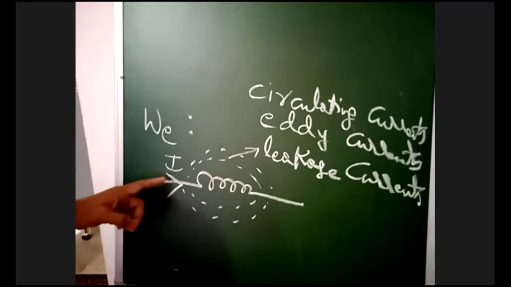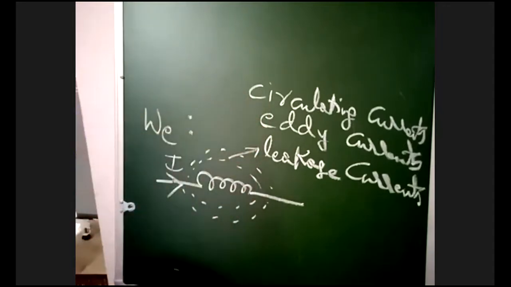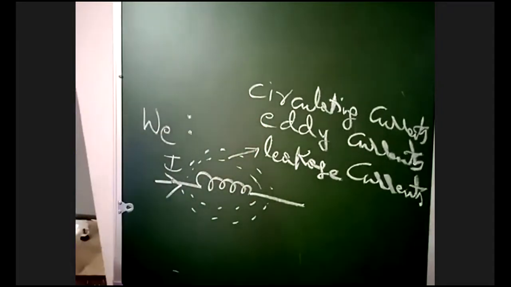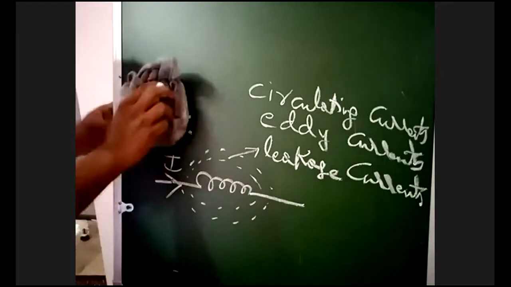Eddy currents means around the main current, some circulating leakage currents are flowing. These leakage currents are called eddy currents. These eddy currents will act on the iron piece, and some loss is going to occur in the iron piece, which is called eddy current loss. Next, we will go for hysteresis loss, WH.